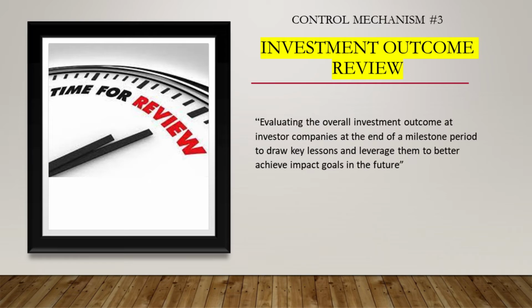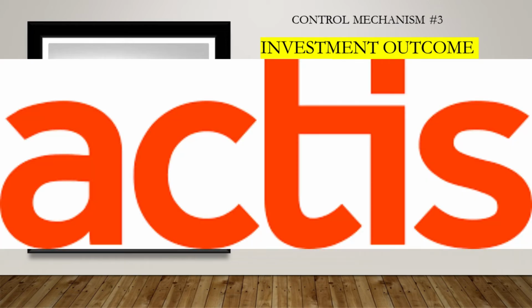Another major control mechanism used is an investment outcome review, that is, evaluating the overall investment outcome at investor companies at the end of a milestone period. Here, appropriate teams in the investor organizations review the final impact outcome at the portfolio and the individual investee company levels. For Actis, the UK-based impact investing firm, the investment outcome review is conducted by its responsible investing team. This usually includes, among others, comparing the expected and actual impact return on a quarterly or annual basis.